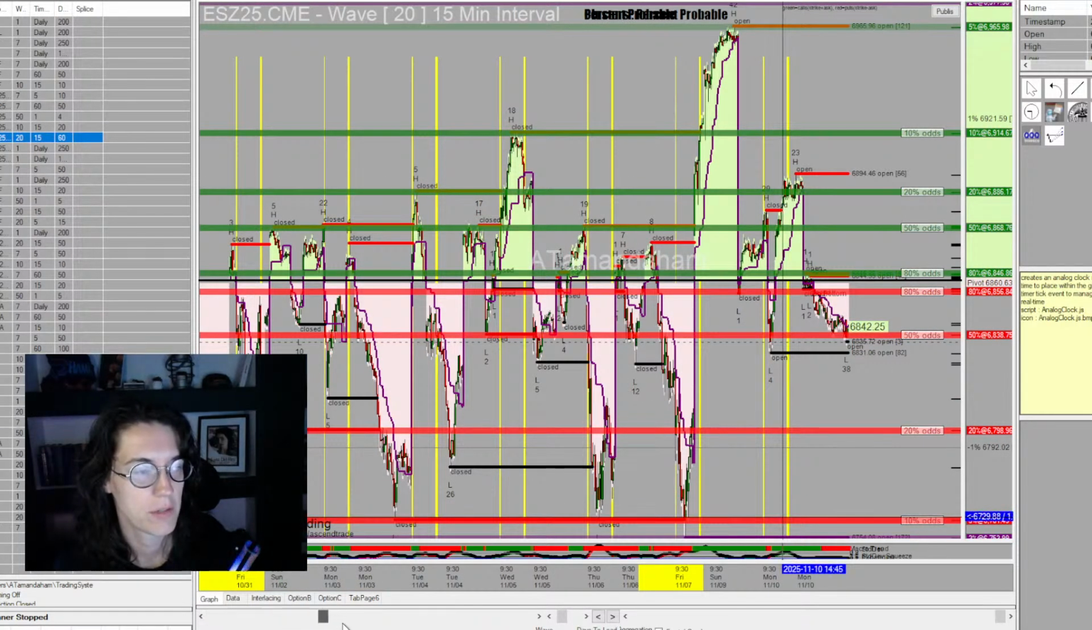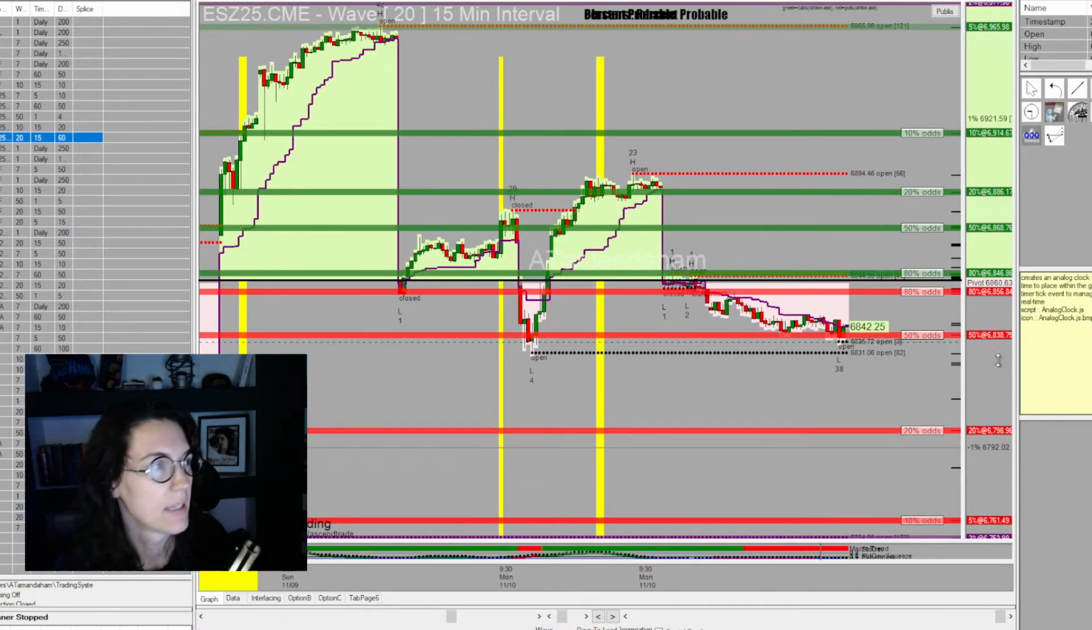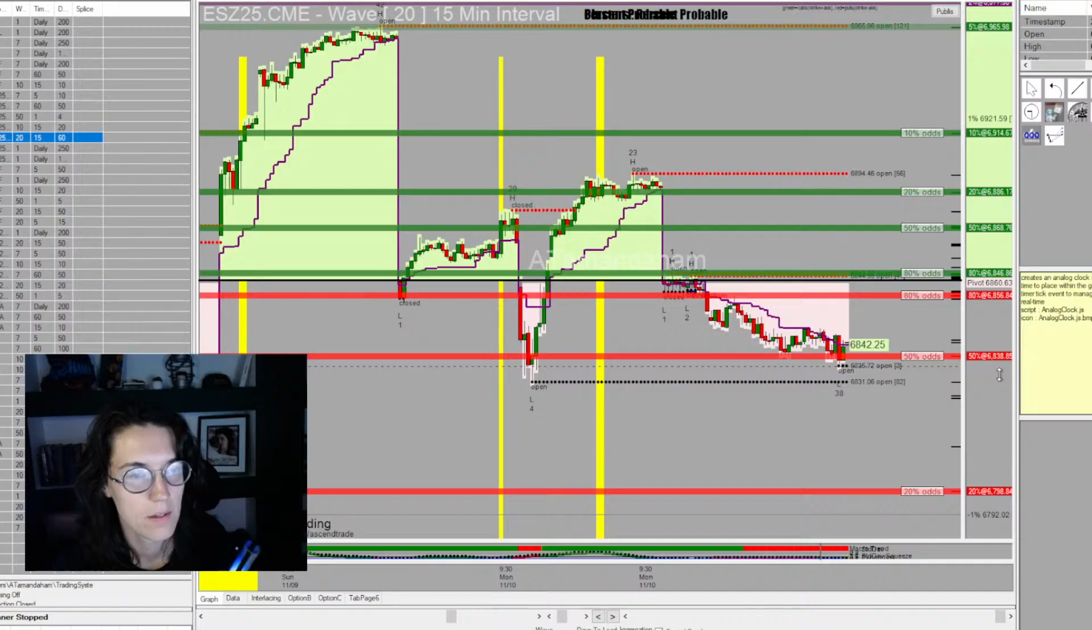So 68.42 is our vector. We're seeing a pretty tight vector cluster so far between the 7 wave 60 and the 20 wave 15. Look at that, we have another open state here at 68.31. The one on the 7 wave 60 was 68.32.